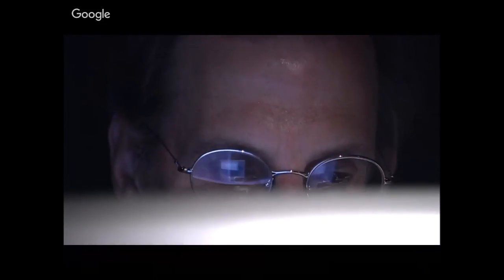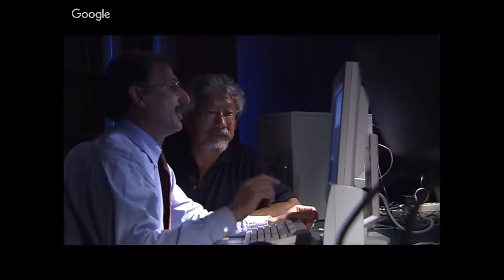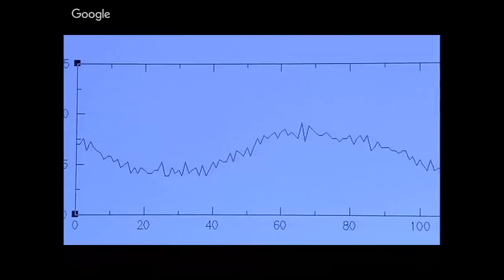So that was wonderful. That's a normal heart. And what we're going to see here now is a very different pattern. This is the heartbeat tracing from the patient with heart failure. And what you see here is actually quite different from the healthy.